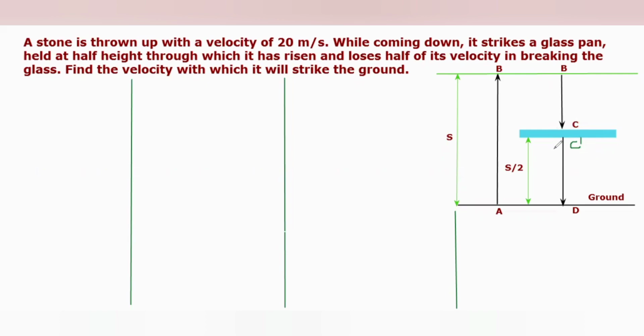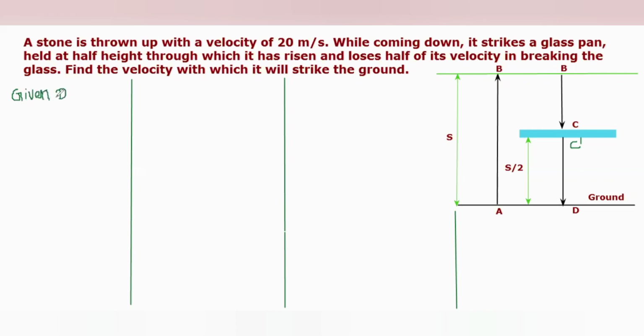After that, what will happen? It loses half of its velocity. After the loss, it is going to leave with half the velocity with which it hit the glass pan. That point we are going to take as C dash. So here C and C dash are the same point. First, I'm going to write the given data.